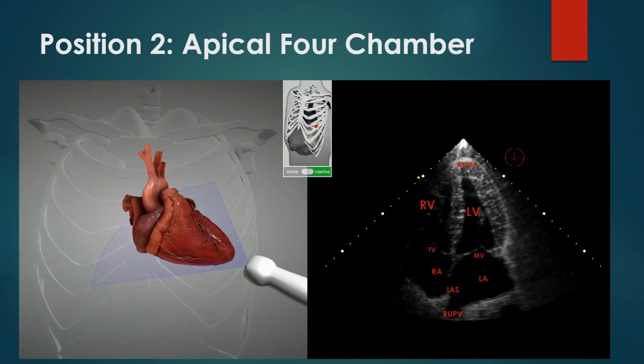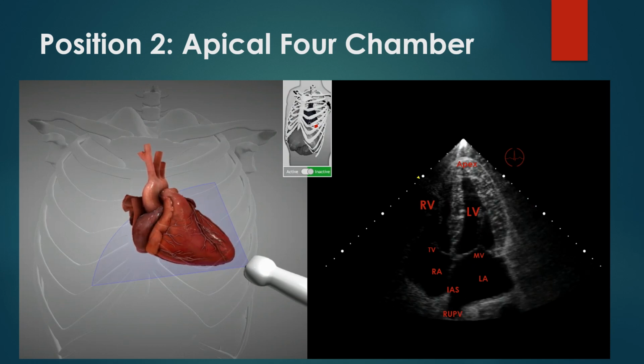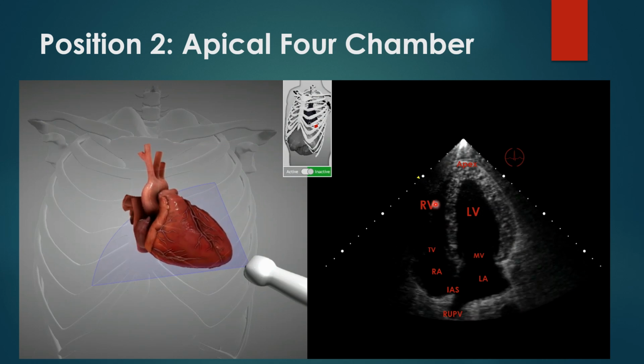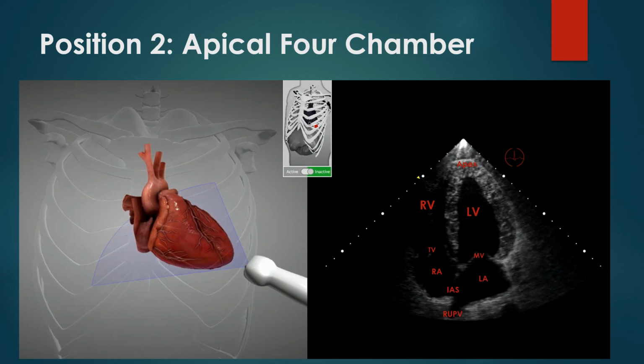And this is an apical four-chamber view. You can see where your beam is on the left in the 3D image, and on the right you can see the structures. You've got a nice view of the apex of the heart. Much like the subcostal, but it's kind of rotated a little bit, but you've got a nice view of the RV and the LV. This probably, for me, gives me the best view of the mitral valve and the tricuspid valve, which is what I'm looking for, along with the atrial septum.